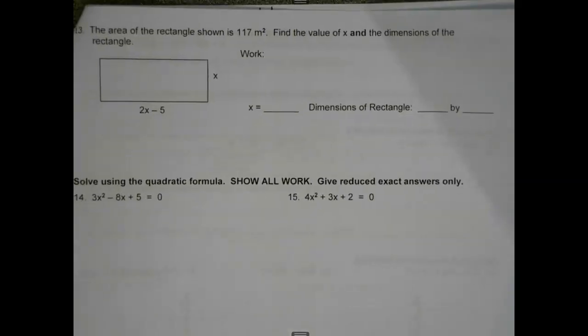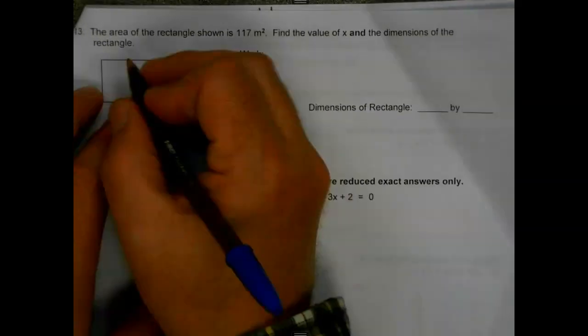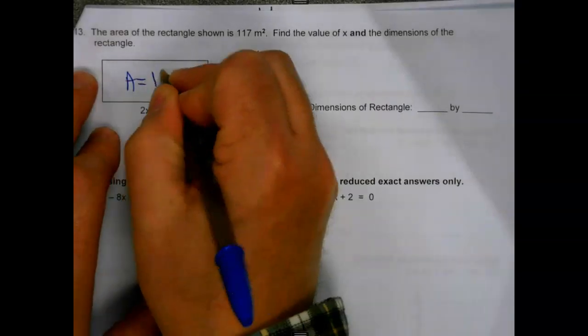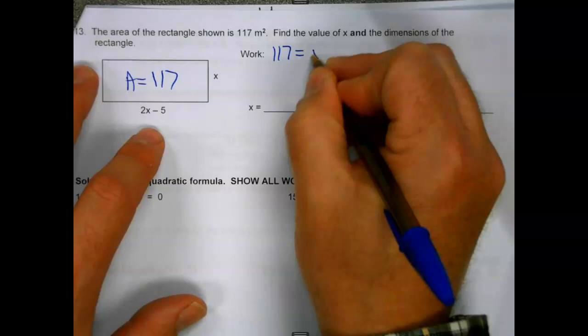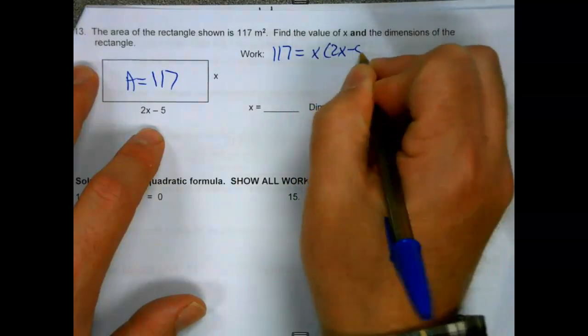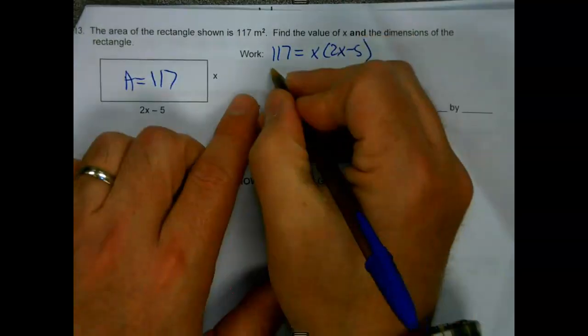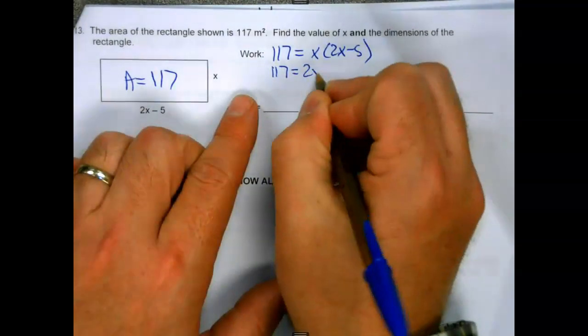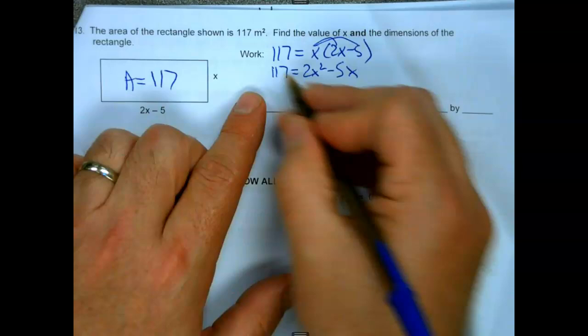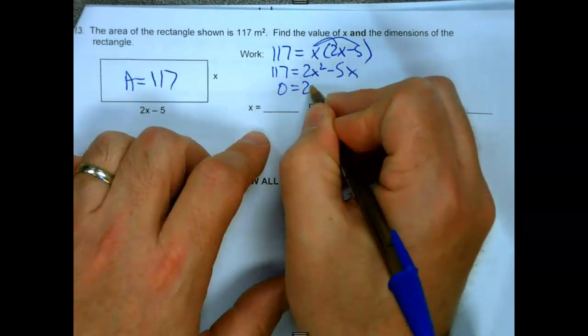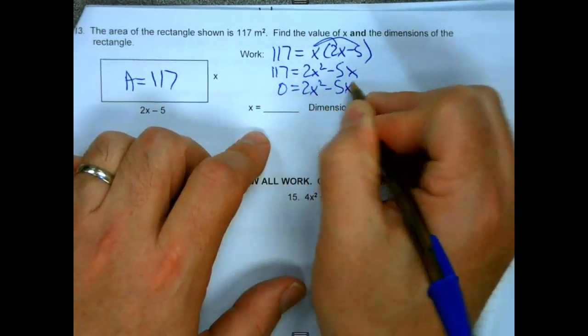All right, let's see. Area of a rectangle. Oh, we've done this before too. So area equals length times width. Let's see here. Multiply that out. Distribute to both terms, not just the first one. Bring the 117 over. Oh, Hardy, this is awful.